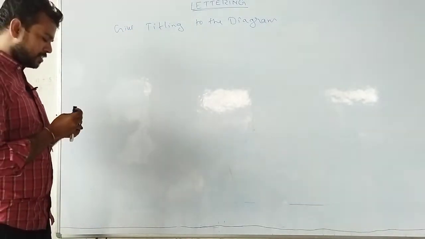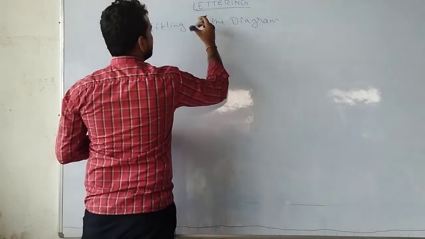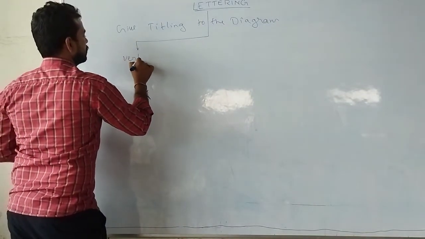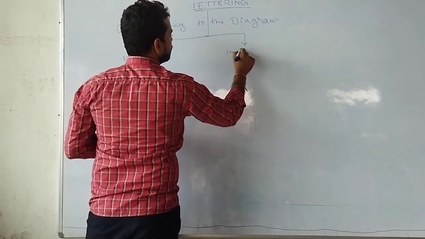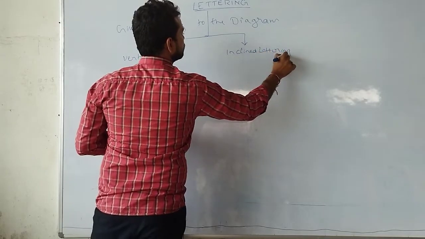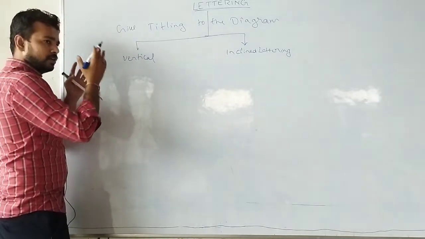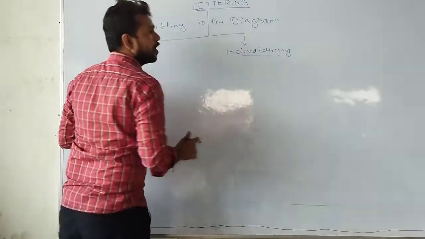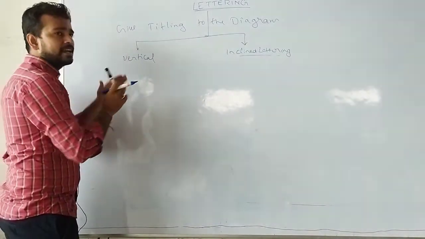So how many types of letterings are there? There are two types of letterings: one is vertical lettering and another one is inclined lettering. Vertical lettering means the alphabet will be straight. Inclined lettering means the alphabet will be bent, making some angle with the horizontal.